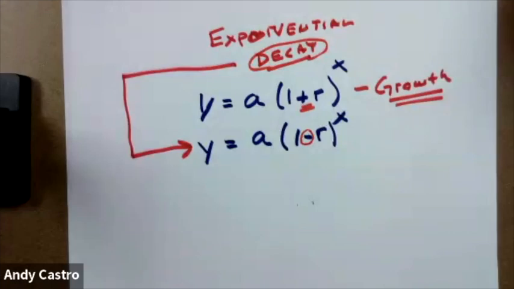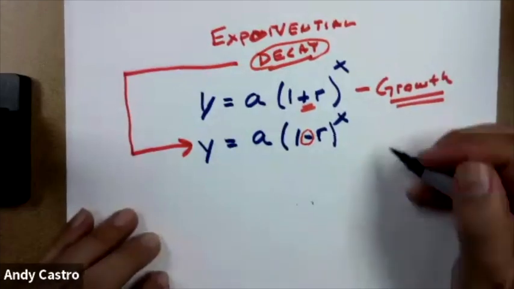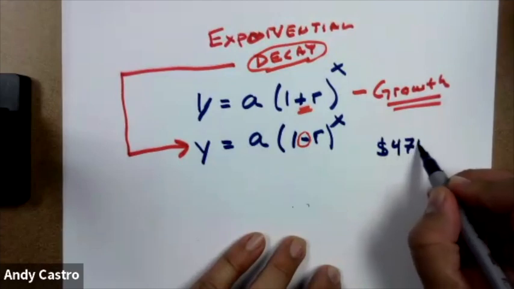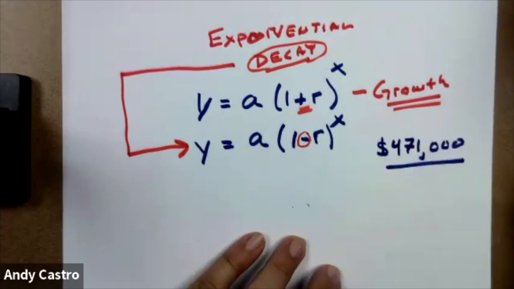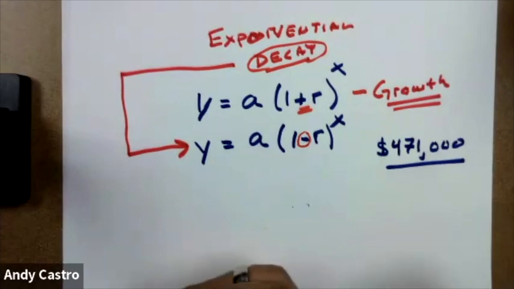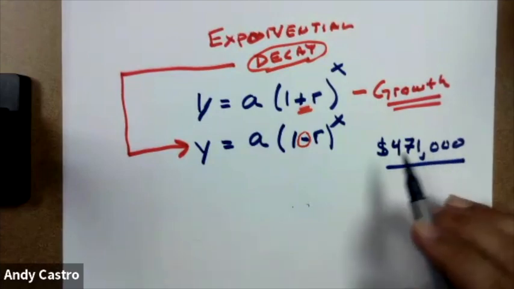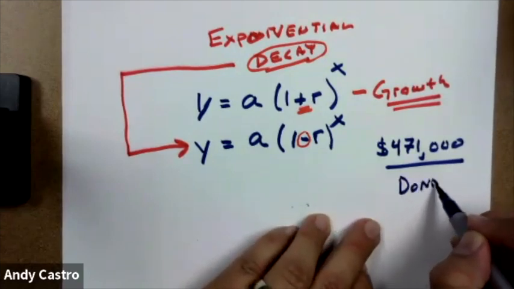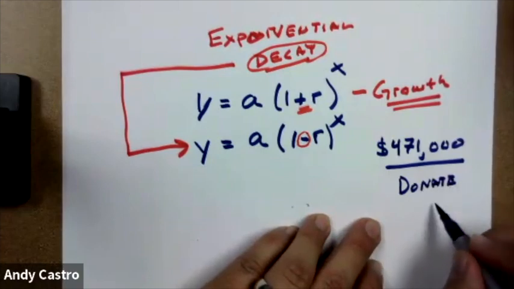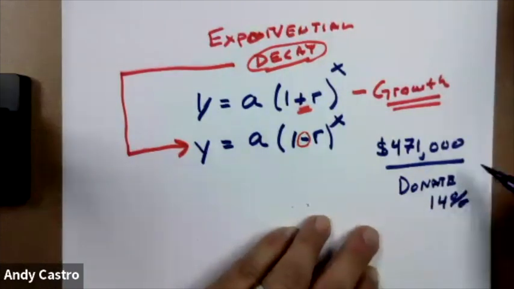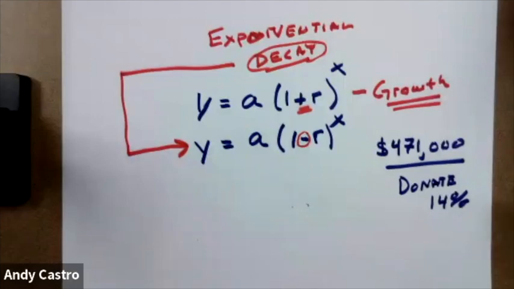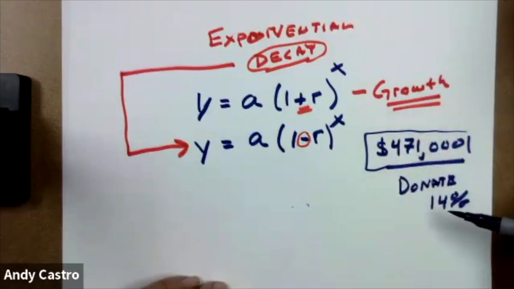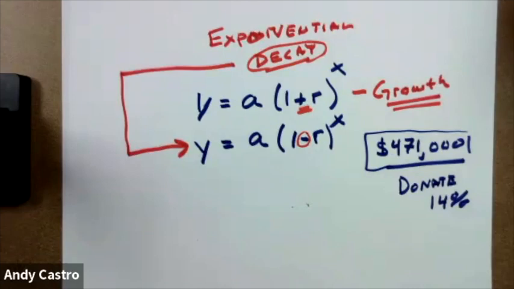Okay, so let's start with this example. If we have a philanthropist that has an account with $471,000, and at the end of each year, he's not going to add anything to this amount. At the end of each year, he's going to donate 14% of this to a charity until all the money runs out. So he's saved up all this money. He wants to give it away. Every year, he's going to donate 14% to a different charity until there's nothing left.